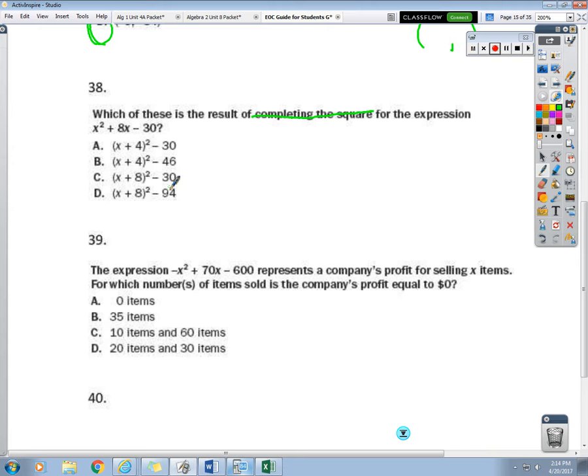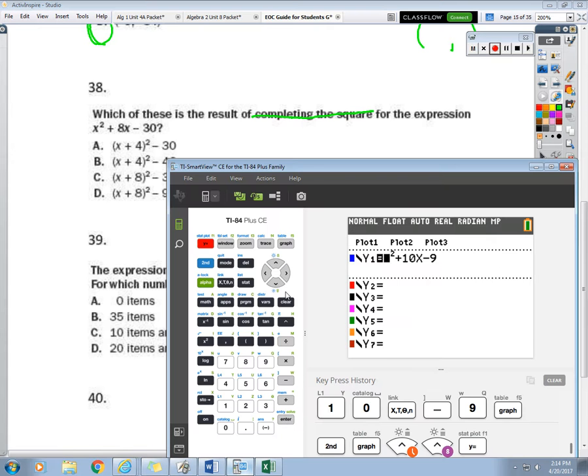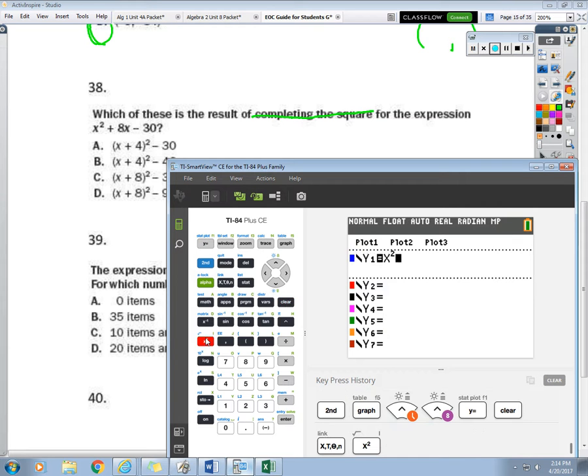Well, but look at these answers. Graph it. Let's graph it. Y equals x squared plus 8x minus 30.